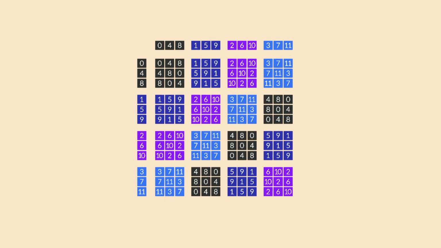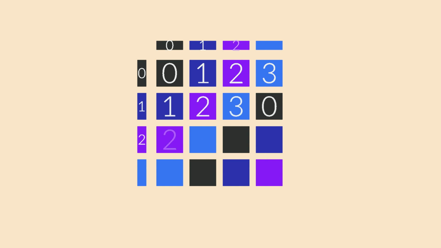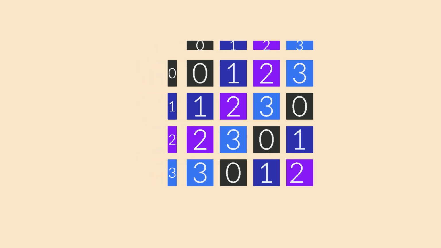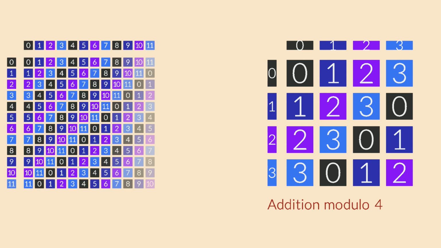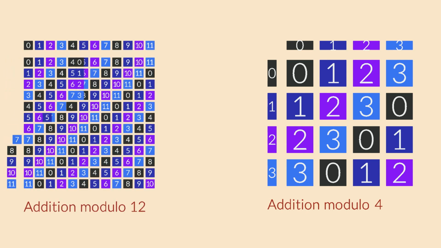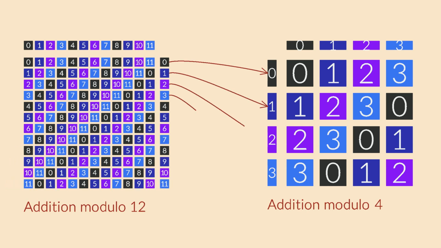We zoomed out, forgetting the contents of the blocks. The resulting structure is a new Cayley table, in this case, the addition table modulo 4. This is what we called the quotient group. Now let me put the quotient group next to the original, so that I can map each element to its coset on the other side.